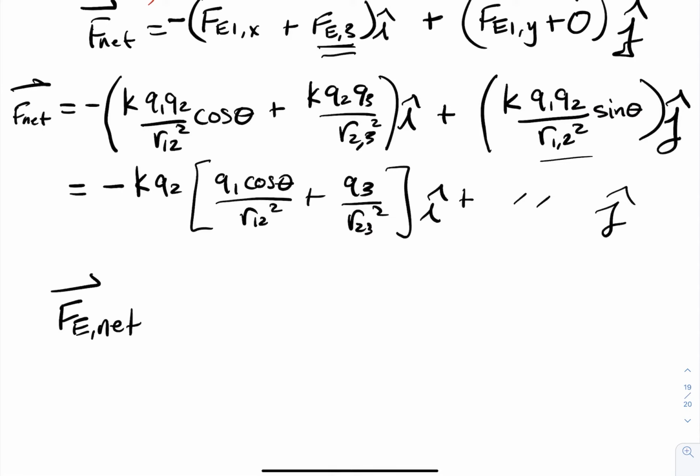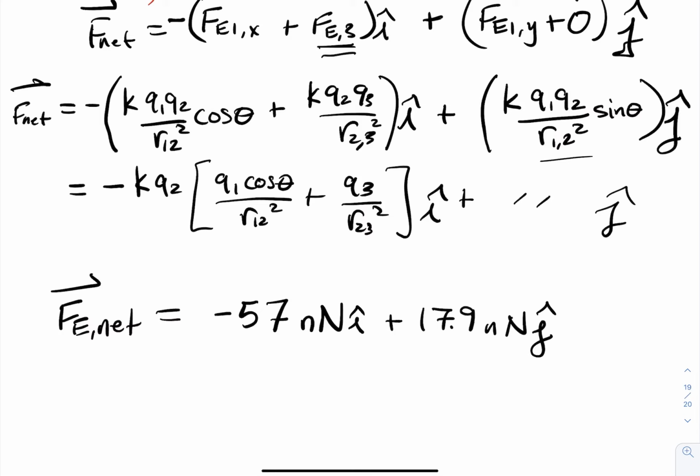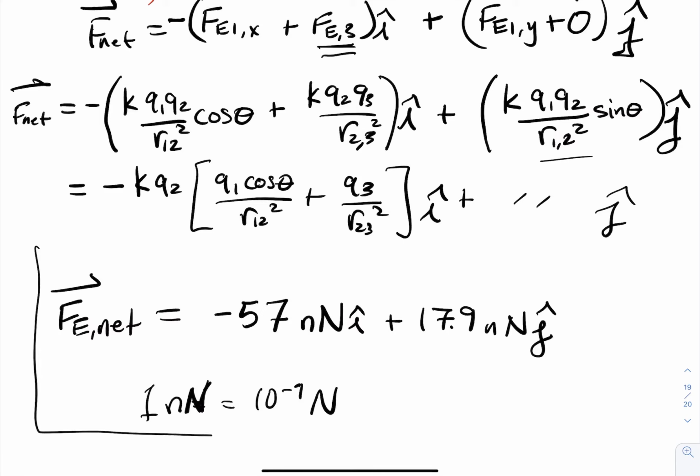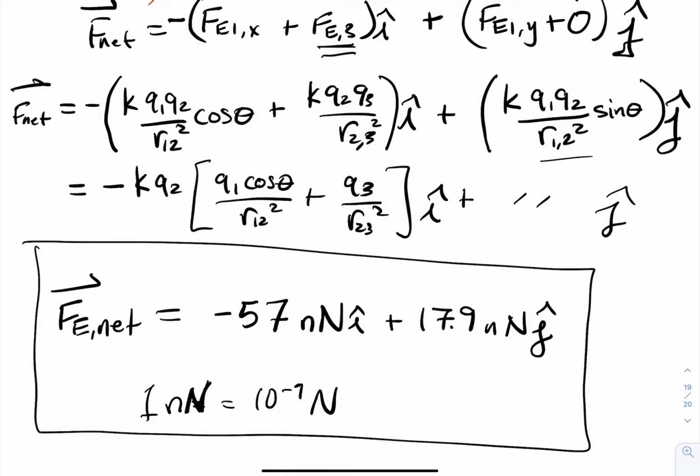And in the end, when you get through it, you know the net electric force on Q2 will be equal to negative 57 nanonewtons in the x direction, plus 17.9 nanonewtons in the y direction. And recall, nano is 10 to the negative 9. So just to remind you, nano is 10 to the negative 9.